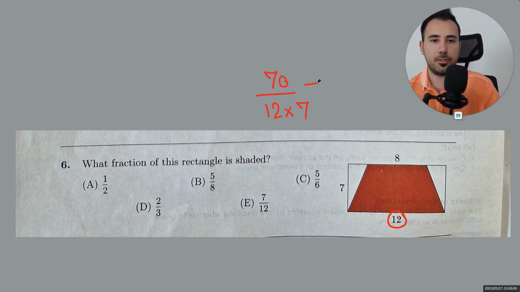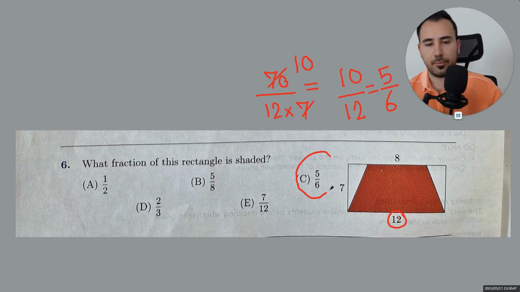So now the 7 and 7 cancel, and it becomes 10. So the answer is 10 over 12. Dividing both of them by 2, 5 over 6. So that's the answer. I'll see you on the next page.